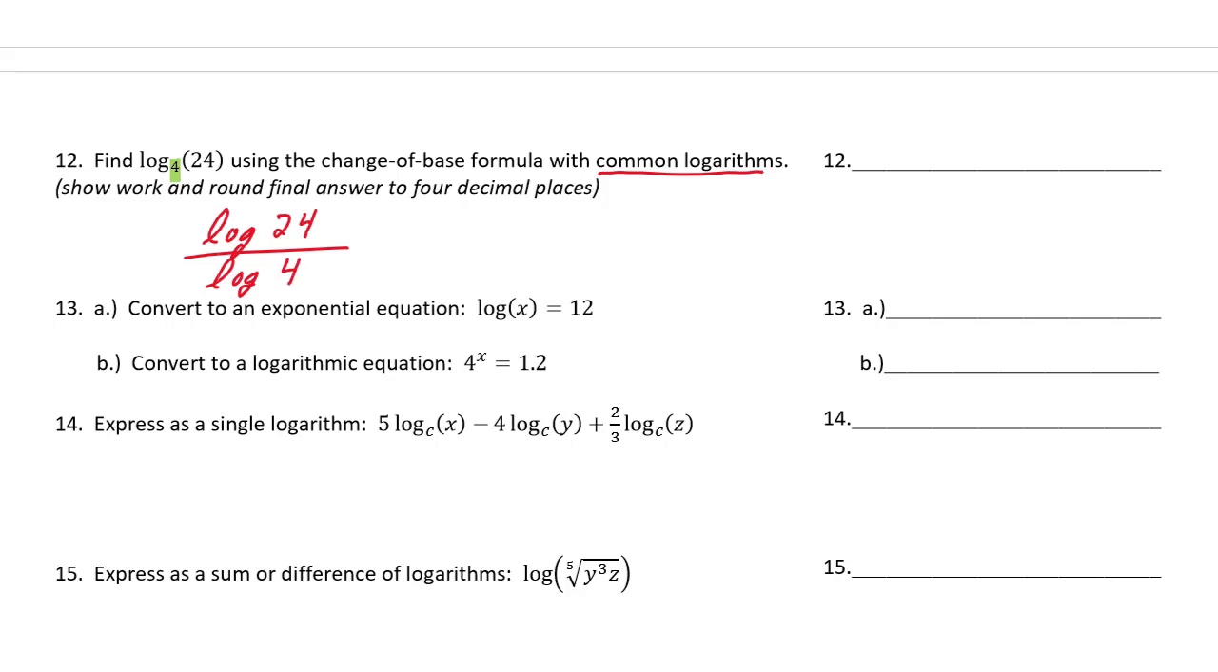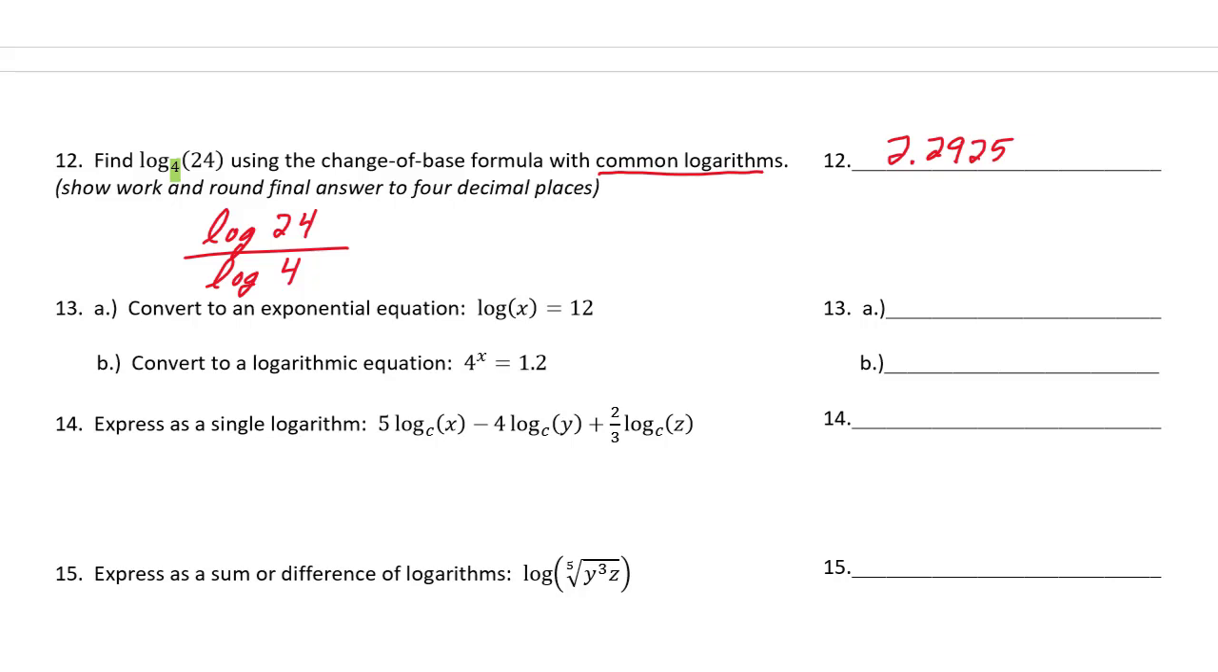So really at this point it would just be a typing into the calculator exercise. So I'd do the log of 24, then divide it by the log of 4, and I would get an answer of approximately 2.29. It says what, 4 decimal places, so 2.2925. The 8 would make the 4 round up.